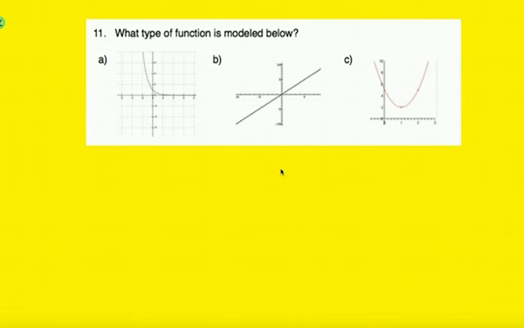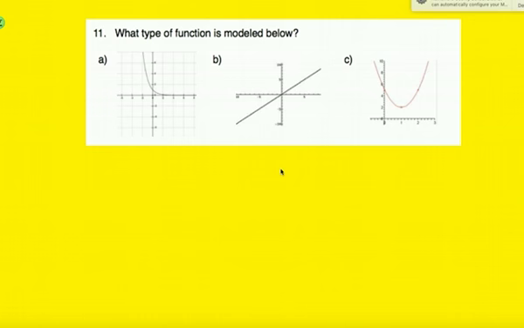11 says, what type of function is modeled below? So for each one of these situations or pictures, we're going to have to determine what type of function you may have. So remember that the three types of functions that we've talked about are linear, quadratic, and exponential.